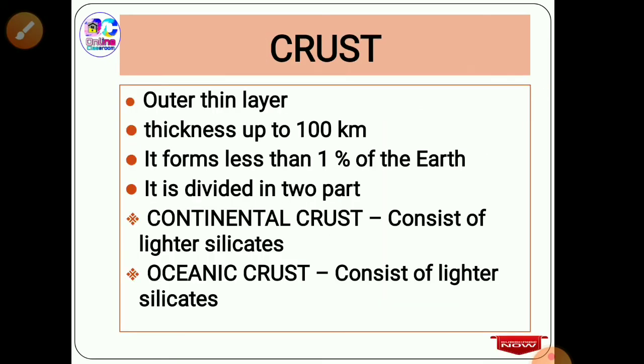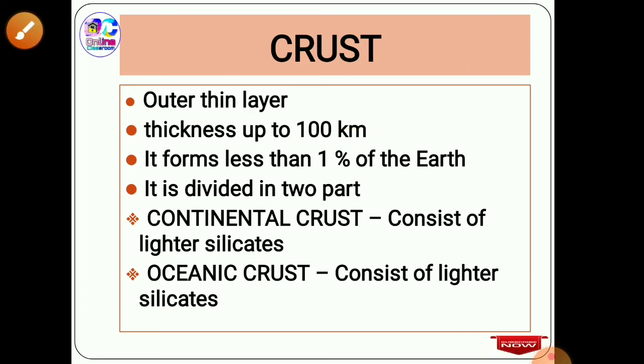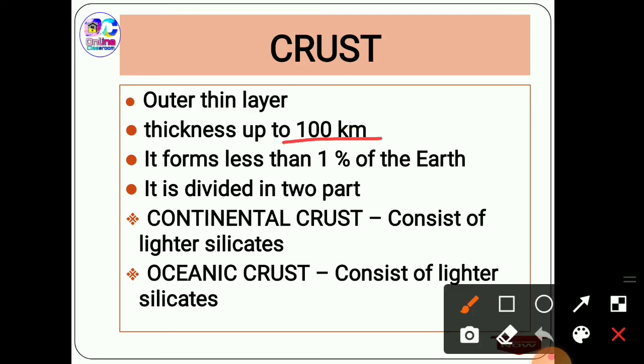The first one, the crust. So what is this crust? As I have already said, the crust is a thin layer with a thickness of up to 100 km. You need to know this thickness by heart. It forms about 1% of the earth's volume. It has been divided into 2 spheres: number 1 is the continental crust, another is the oceanic crust.